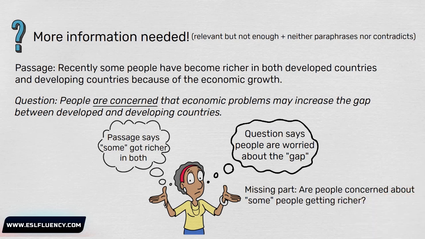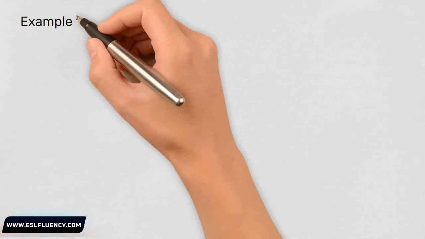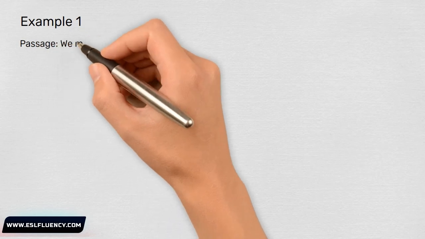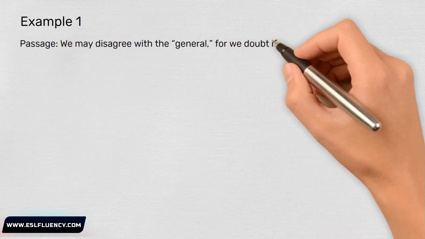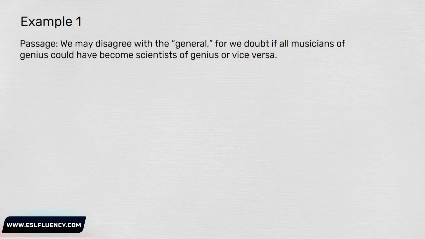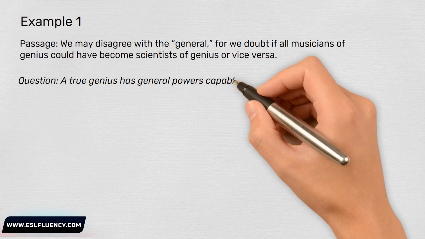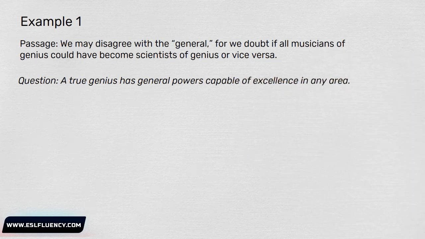Alright, now let's go through a few more examples and see if we have understood the difference. After seeing both the passage and question, before you hear my answer, pause the video and think about it. Then listen to my explanation. Example 1. We might disagree with the general, for we doubt if all musicians of genius could have become scientists of genius or vice versa. Question: a true genius has general powers capable of excellence in any area.